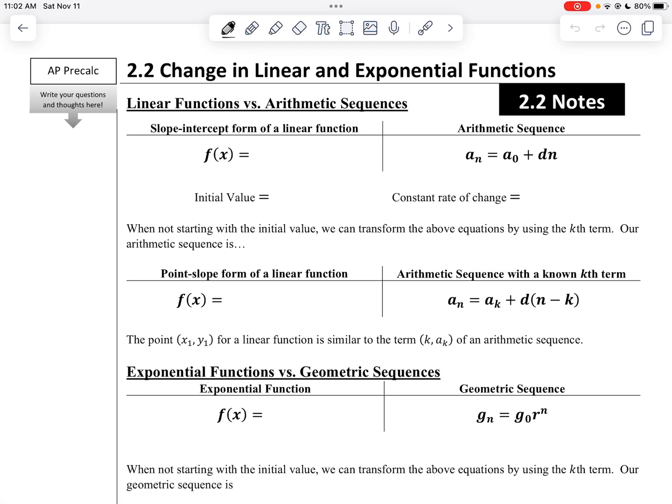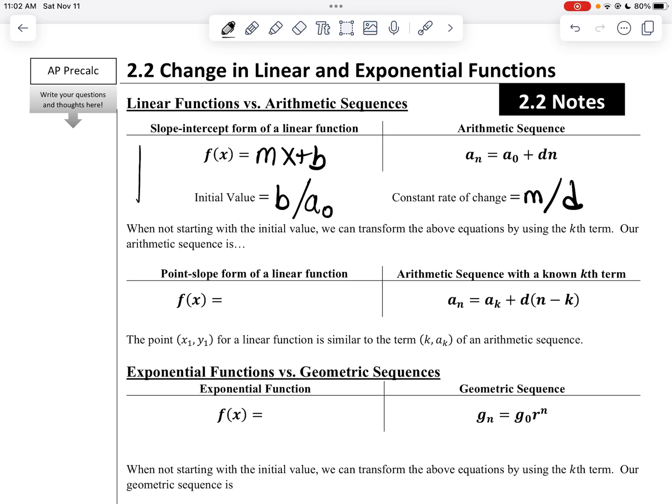So on day 2 here, we're going to relate how our sequences relate to the change in linear and exponential functions. If you guys remember, slope-intercept form was mx plus b. And what did we say our initial value was in this? We said it was b. Well, when we talked about arithmetic sequences, we said it starts with our 0 term plus our difference times n, where our initial value was a sub 0. And our constant rate of change is either m or our difference. So they're very, very similar when we're starting with our initial value.